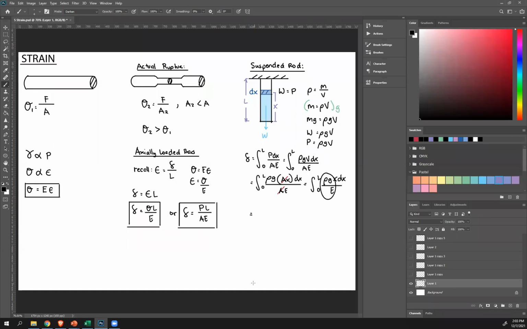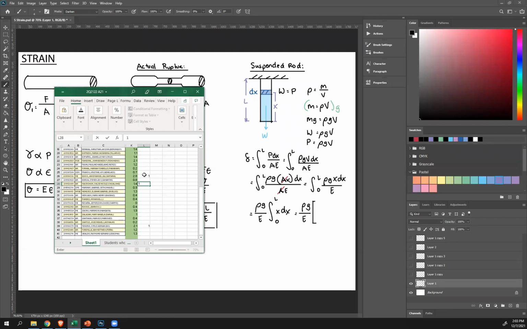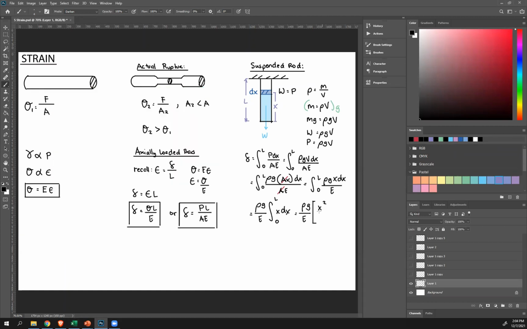Density, gravity, modulus of elasticity are all the same no matter what you do to your material. So I'll factor that out: rho g over E, and then integral of x dx from 0 to L. Does anyone remember what's the integral of x dx? Correct, Emmanuel. It's x squared over 2. So x squared over 2.